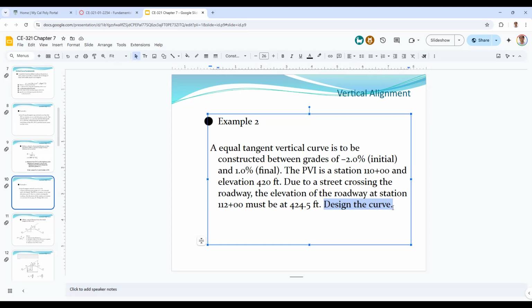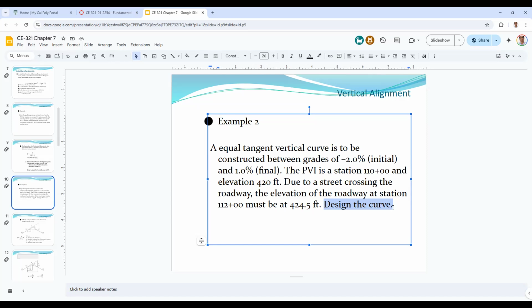And why did I do plus? I should say probably minus here, right? Because I'm going backwards. So elevation of PVI minus G1 times. So this is a generic formula: elevation of PVC equals elevation of PVI minus L over 2 times G1, because I'm going L over 2 backwards.